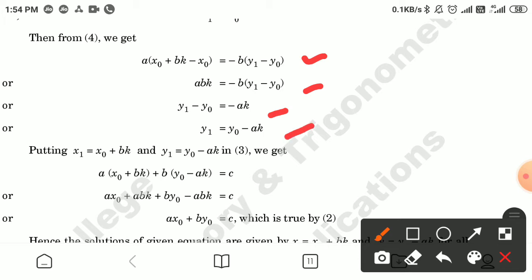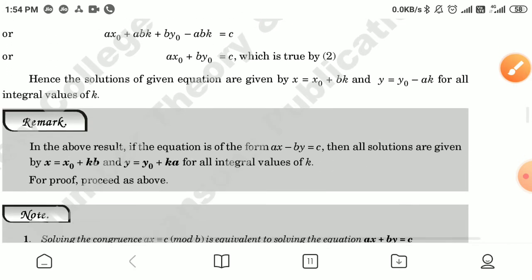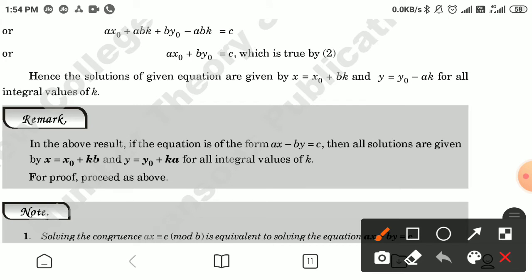Putting x1 equal to x naught plus bk and y1 equal to y naught minus ak in third, we get a(x naught plus bk) plus b(y naught minus ak) equal to c, or ax naught plus abk plus by naught minus abk equal to c, or ax naught plus by naught equal to c, which is true by second. Hence the solutions of the given equation are given by x equal to x naught plus bk and y equal to y naught minus ak for all integral values of k.